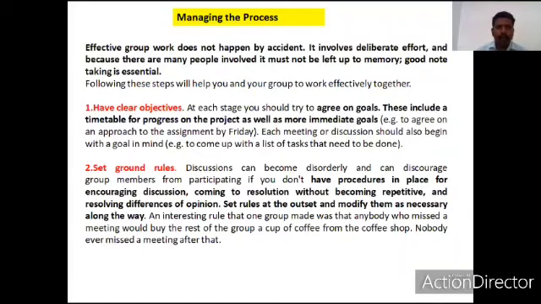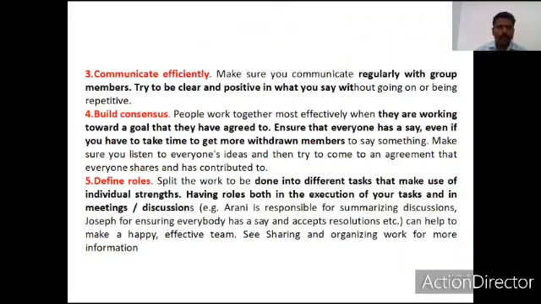Within that, everybody needs to work towards the attainment of the group goals. And the third one is to communicate efficiently. It means make sure you communicate regularly with the group members and try to be clear and positive in what you say, without going on or being repetitive. It should not create any kind of confusion. Your communication should be such that it clarifies any confusions or problems. And then build consensus.